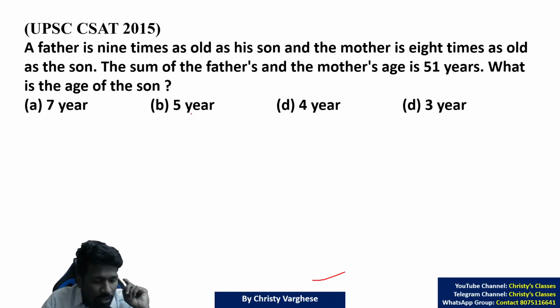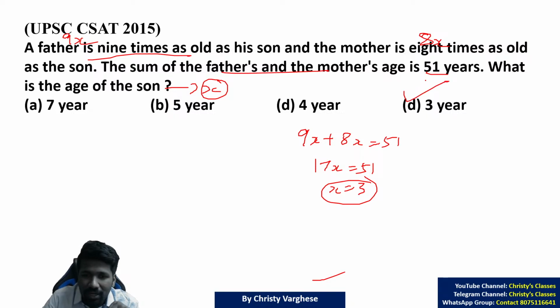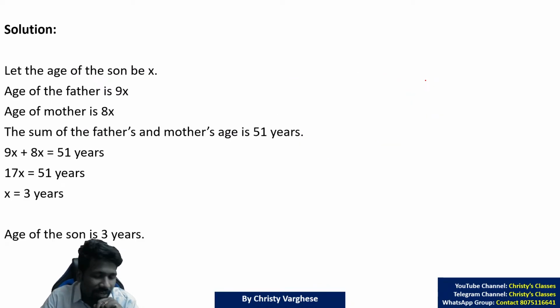Age of the son is the unknown, so let x be the age of the son. Father is 9 times as old, meaning 9x. Mother is 8 times as old, meaning 8x. The sum is 51, so 9x plus 8x is 51. That is the only equation you need to find the value of x. Finding the x question, that is what I told. This chapter is just an extension of the finding the x chapter. So x is equal to 3 and that is the answer. Super easy question. The data is in terms of ages, that is the only difference.